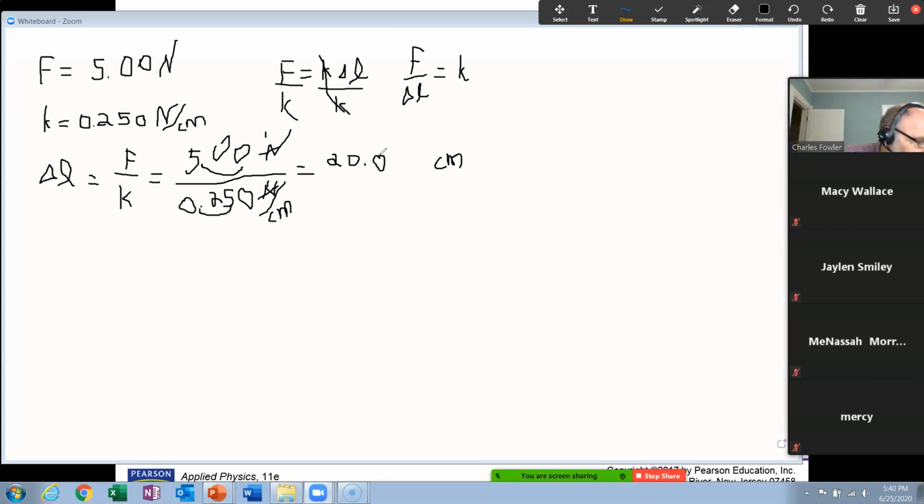Now, hopefully they leave it in centimeters. Let's see what they do. Yes, they do. They left it in centimeters. Now, your calculator will do the same thing, but it probably won't put the 0.0 there. You need to have the 0.0 because this is 3 digits, that's 3 digits, so you need 3 digits, 20.0 centimeters. Any questions on that one? One example of Hooke's law. Okay.